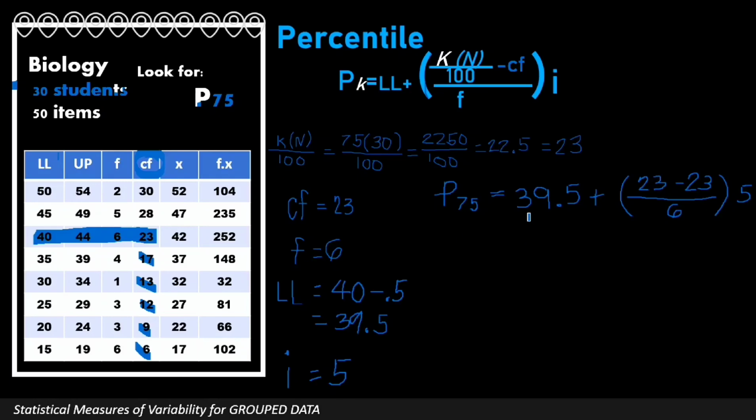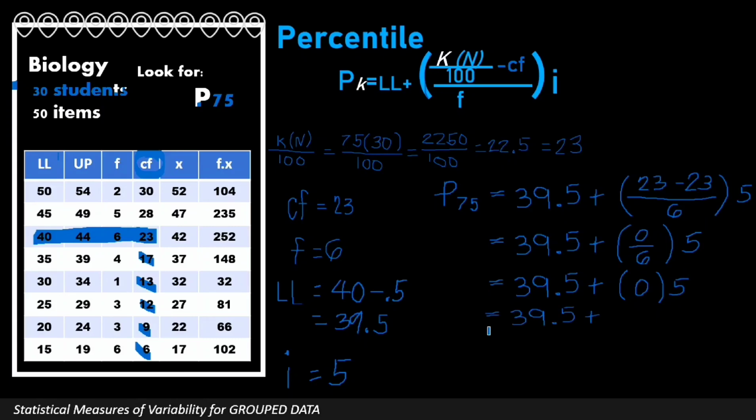Solve na natin ang percentile 75. Percentile 75 equals 39.5 plus, close parenthesis, 23 minus 23 over 6 times 5. O, una natin isosolve yung nasa parenthesis. So, copy 39.5 plus. So, ano kaya ang answer ng 23 minus 23 is 0. So, 0 over 6 times 5. Copy ulit, 39.5 plus 0 over 6. The answer is 0. So, copy natin yung interval na 5. Copy natin yung 39.5 plus 0 times 5 is 0. So, 39.5 plus 0 is 39.5. Round up natin kasi 0.5 siya. So, our percentile 75 is 40.